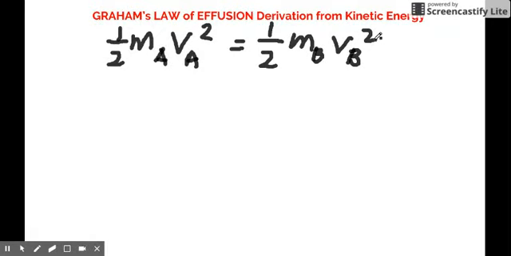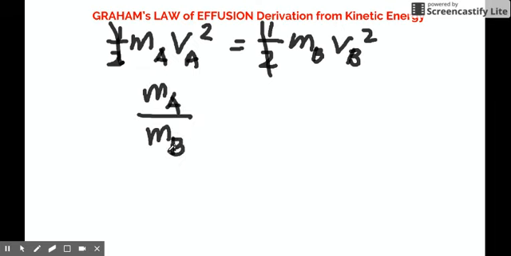Now, because they have a common one half, we can just remove the one half there. We divide both sides by one half, and that's going to get cancelled out. But we can never cancel out mass and velocity because they're two different gases. So let's combine all the masses together and let's combine all the velocities together. When we combine, the result will be m_A over m_B.